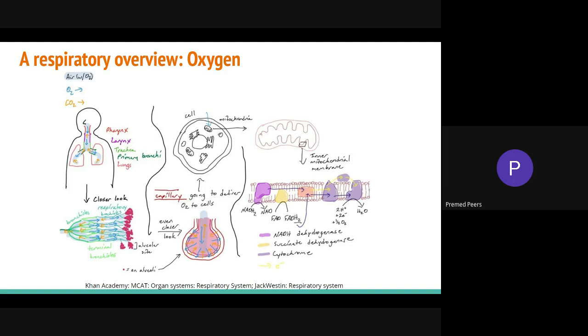Drawing your own diagram of the process can be very helpful for understanding or solidifying an understanding of the big picture of the respiratory system. Note also that here you can see these orange arrows. That's carbon dioxide flowing in the opposite way of the oxygen.